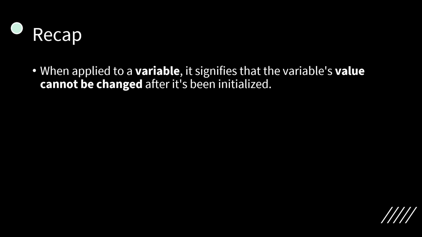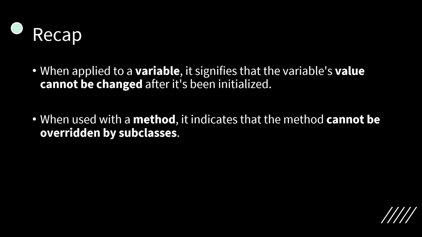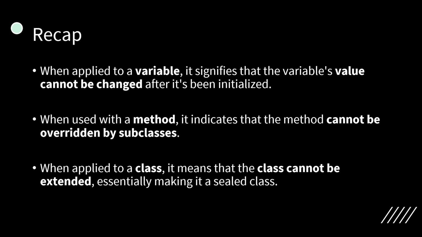Now let's recap what we have learned. When applied to a variable, it signifies that the variable's value cannot be changed after it has been initialized. Next, when the final keyword is applied to a method, it indicates that the method cannot be overridden by a subclass. And when applied to a class, it means that the class cannot be extended, essentially making it a sealed class. That's all about the final keyword in Java.